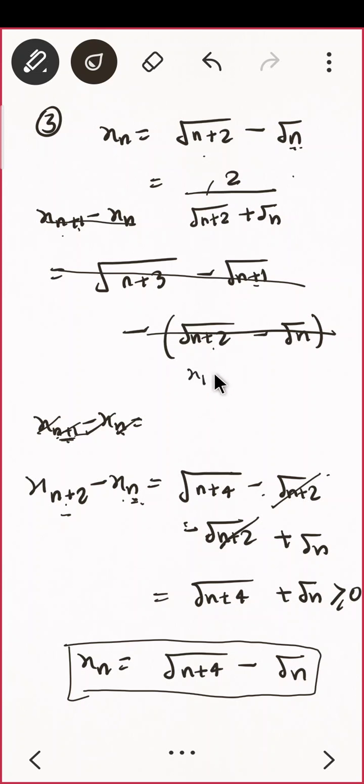Put n equal to 1, x1, x2, x3. What is the pattern you see? If you put n equal to 1, you have root 3 minus 1. If you put n equal to 2, you have root 4 minus root 2. N equal to 3, you have root 5 minus root 4. Correct? So what is the pattern you see?